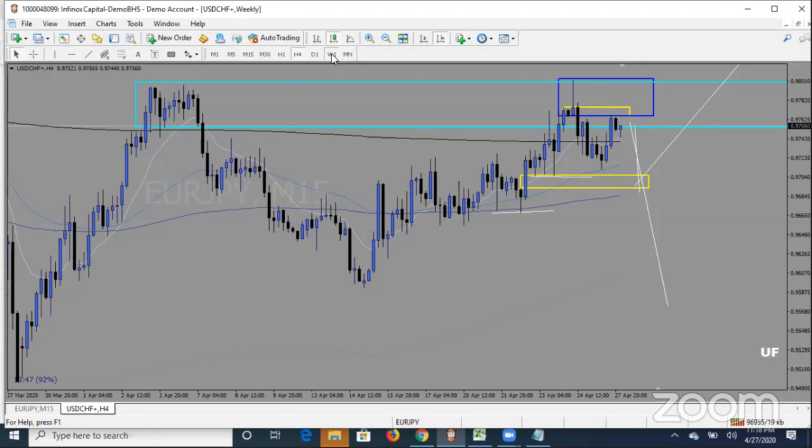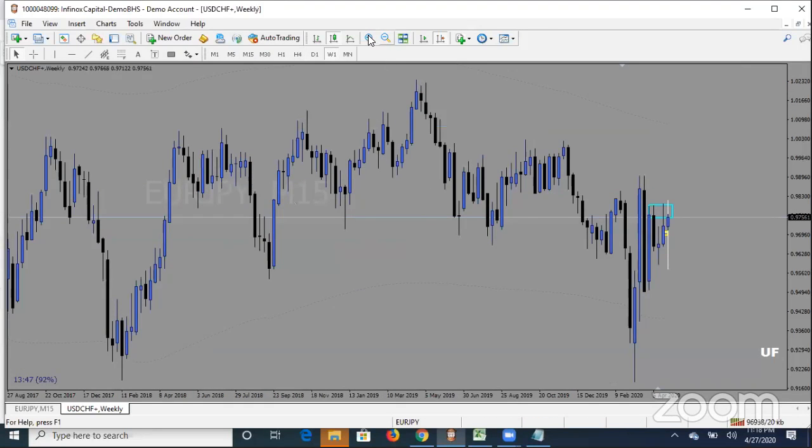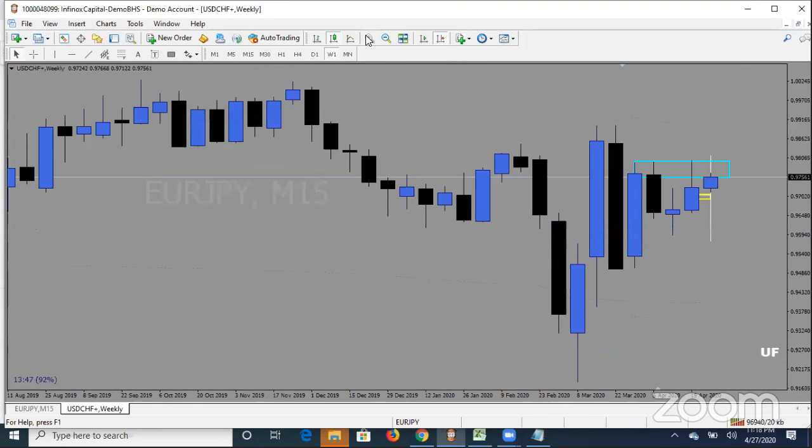Let's see the weekly time frame. On the weekly time frame, we can't really make out what is happening here. Yeah, it seems somebody has a question. What is BTMM and what is ICT? Oh, okay. BTMM is Beat the Market Maker. ICT is Inner Circle Trader, another concept of trading.